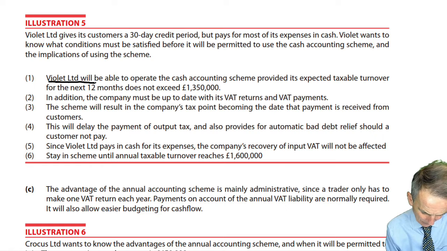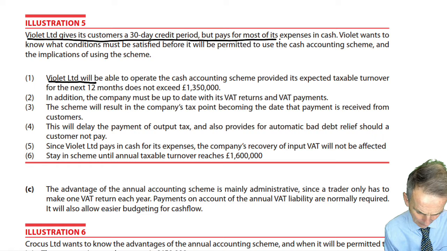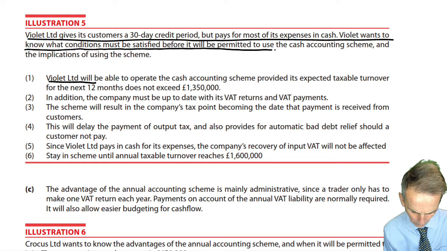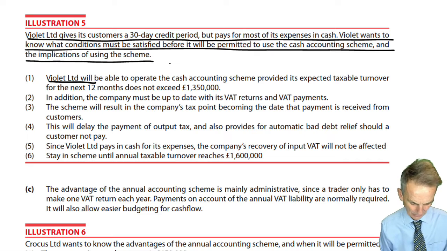Violet Limited, here are examples. So here we go. Violet Limited gives its customers a 30-day credit period, pays for most of its expenses in cash. Violet wants to know what conditions must be satisfied before it will be permitted to use the cash accounting scheme and the implications of using the scheme.